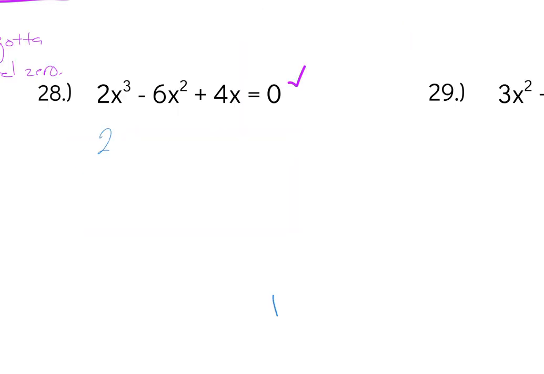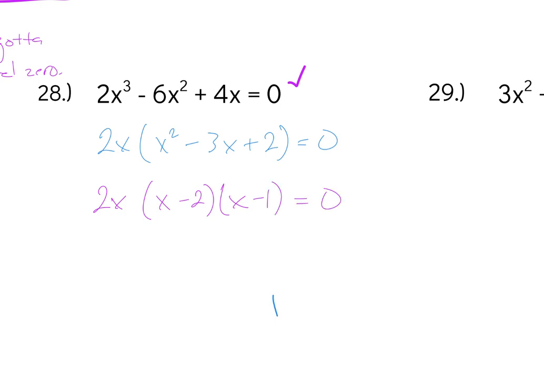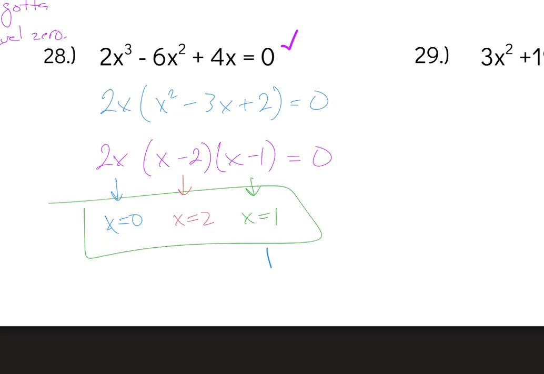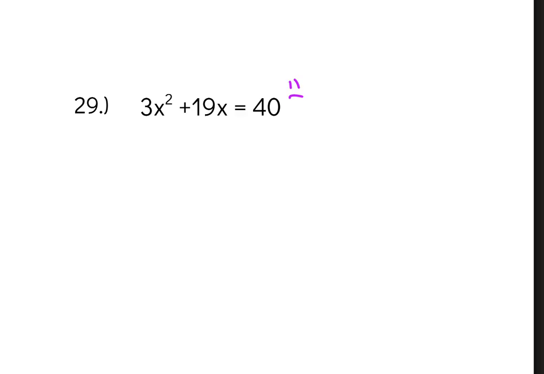They all have a 2x in common. So we get x squared minus 3x plus 2 equals 0. This can factor to x minus 2, x minus 1. I know I didn't do the little diamond math thing, but some of them you can just do in your head, and that's what I just did. This is x equals 0. This is x equals 2. This is x equals 1. We're done.